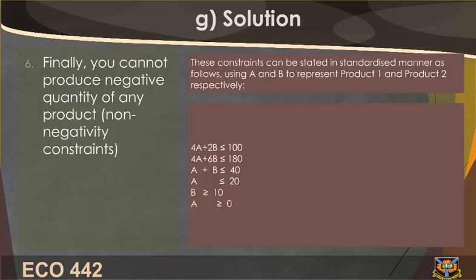Non-negativity constraint. These constraints can be stated in standardized manner as follows, using A and B to represent product 1 and product 2 respectively. 4A plus 2B less than or equal to 100. 4A plus 6B less than or equal to 180. A plus B less than or equal to 40. A less than or equal to 20. B greater than or equal to 10. A greater than or equal to 0.